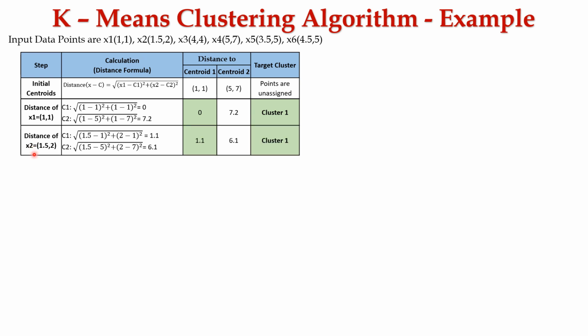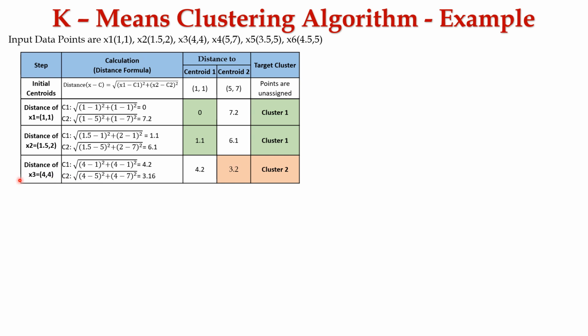Now let's consider step 2. So now we need to find the distance between the data point x2 and centroid 1 and the distance between the data point x2 and centroid 2 via C1 and C2. The value which we have calculated is 1.1 for centroid 1 and 6.1 for centroid 2. So we can assign the values here. The minimum value is for centroid 1. So the data point x2 is assigned to cluster 1 here.